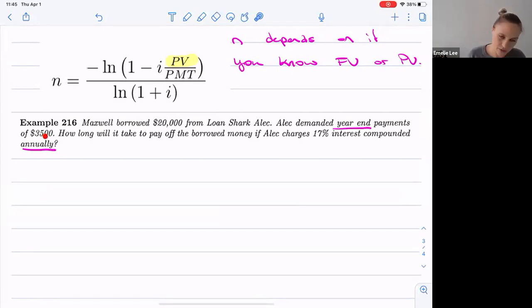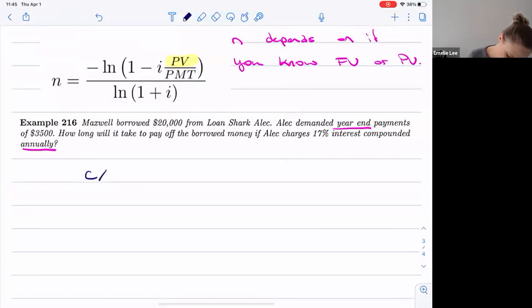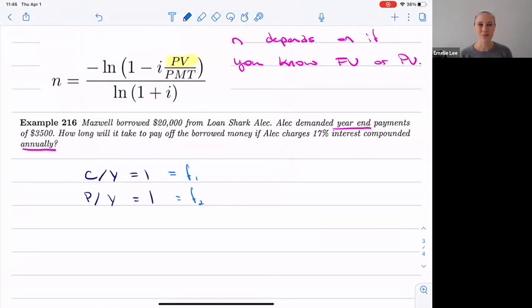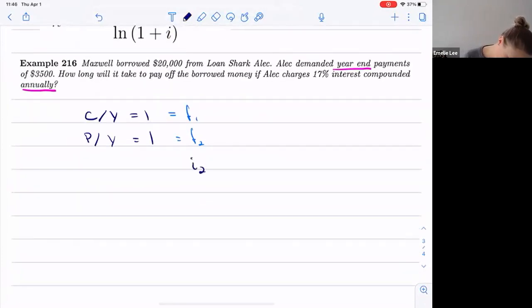And our payment amount is $3,500. So let's go through this in exactly the same way that we've been doing. The compoundings per year is 1, and the payments per year happens to be 1 as well. So when it's 1, this is F1 and this is F2. The calculation for I2 becomes really silly, but let's just do it to get in the groove. I2 is going to be 1 plus I1 to the power of F1 over F2, minus 1.